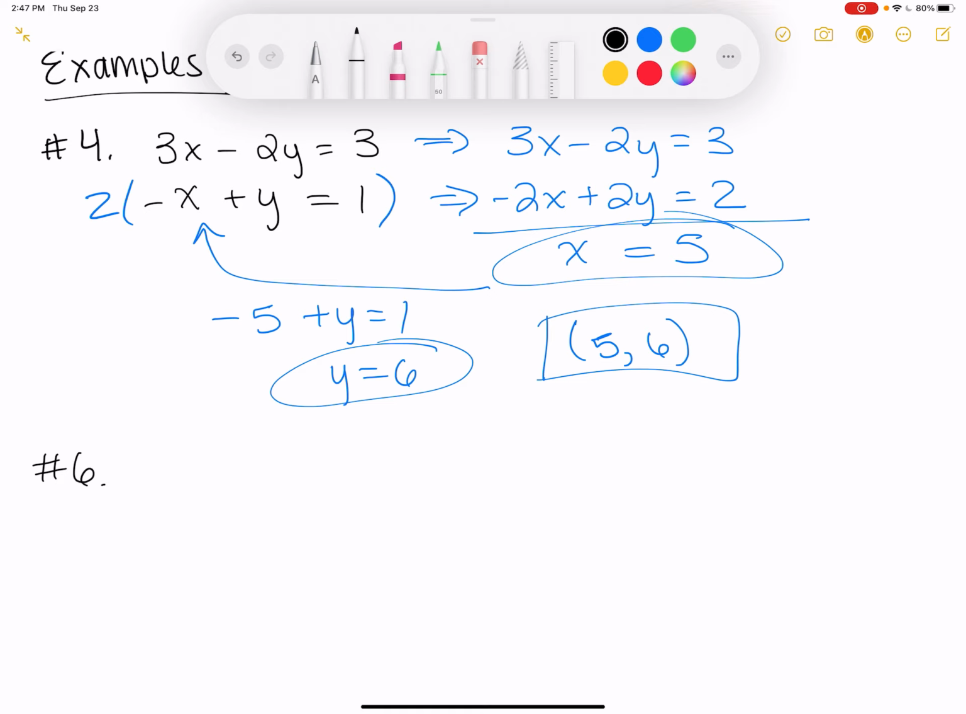All right, number 6, we got 10x minus 9y equals 46, and negative 2x plus 3y equals 10. All right, so which equation do I need to multiply by, and what number am I multiplying by?